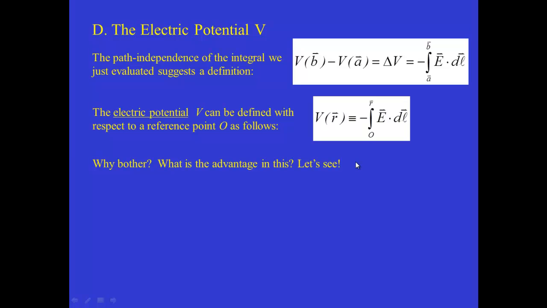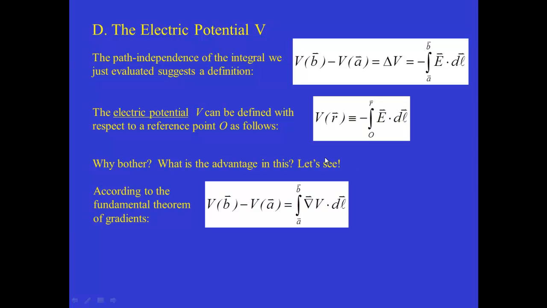So why bother? What's the point in doing all this? Well, there is an advantage, and we'll be able to see it if we go back to the fundamental theorem of gradients. So what that says is if you have the integral of the gradient of a scalar function, dot dl, integrated over a path going from A to B, you simply get the answer that it's equal to the difference in the values of that function at those 2 points.